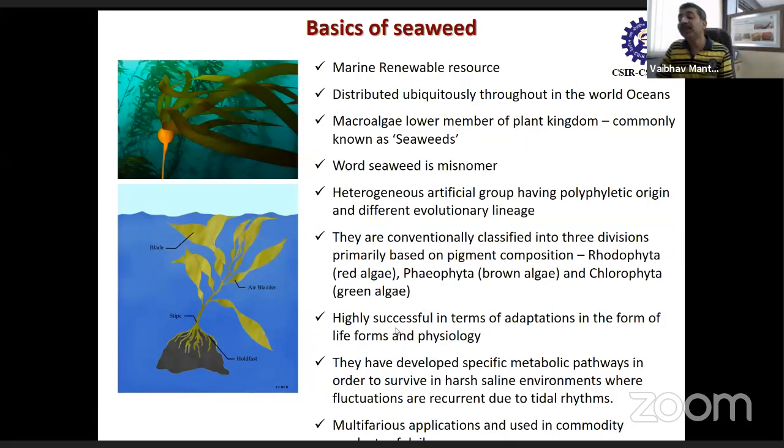Then they are very successful. If you go to the seashore, you can see that every day there are two tides. It's called a diurnal pattern: two times high tide comes and two times low tide comes, and the entire area between the highest high tide and lowest low tide mark gets exposed.